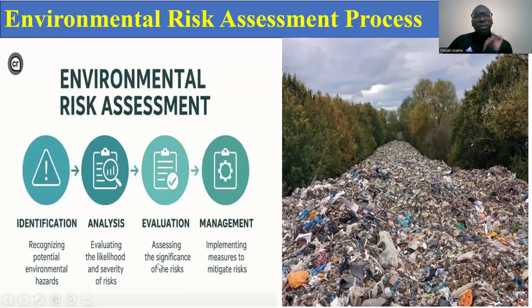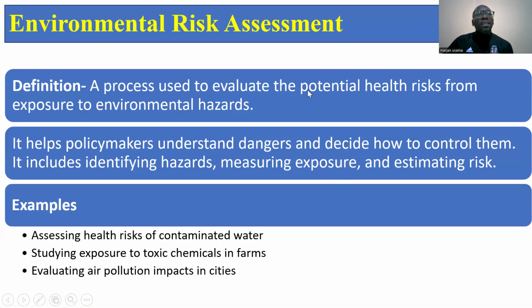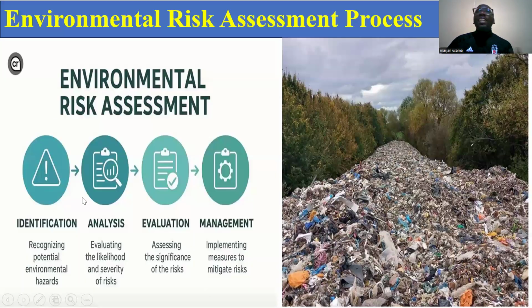Now, the most important thing is that, remember in our definition, we said that environmental risk assessment is a process, هي العملية. So this process has 4 steps. Number 1 is identification. We identify the risk. Number 2, we analyze the risk. Then number 3, we evaluate. Then number 4, we manage.